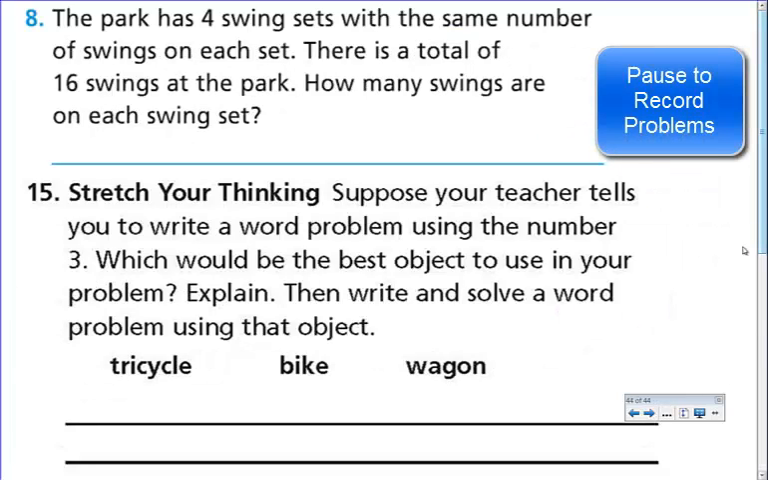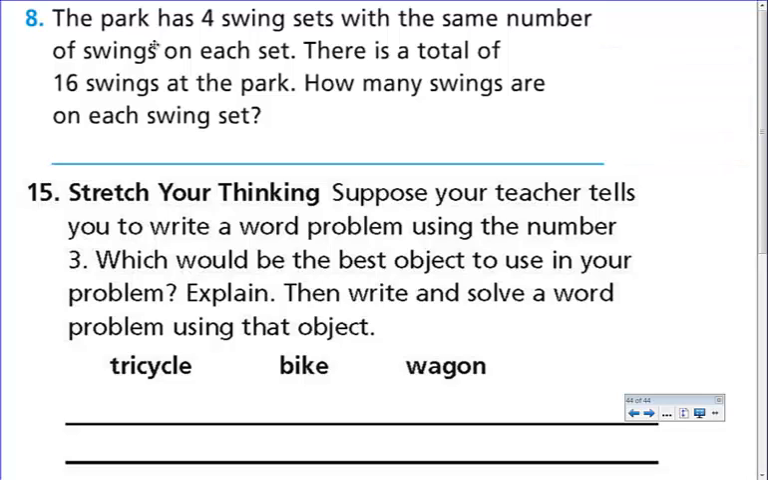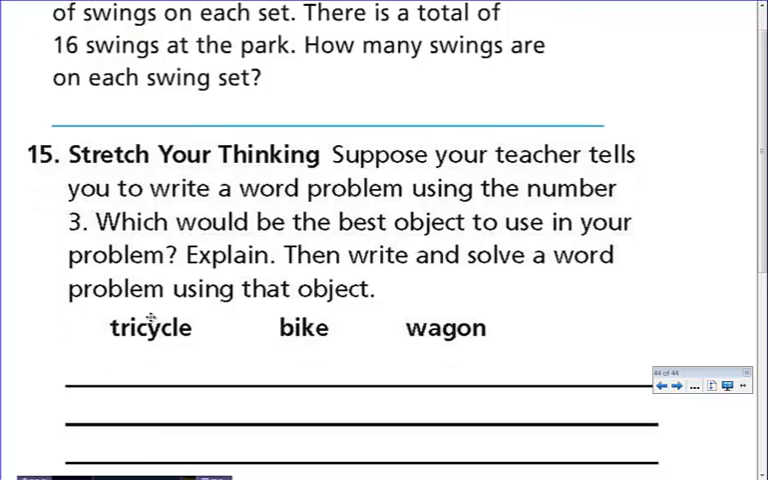Okay, this problem, the park has 4 swing sets with the same number of swings on each set. How many swings are in each swing set? This one's going to be a little bit of thinking on your part. Suppose your teacher tells you to write a word problem using the number 3. Which one of these would you use? And then write and solve a word problem using that object.